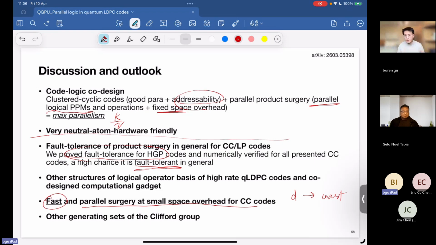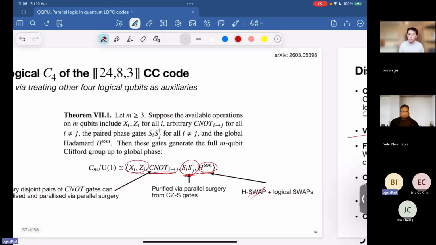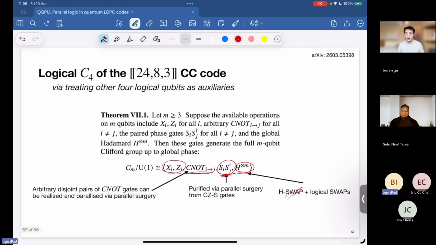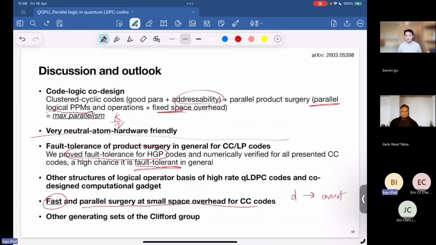As mentioned, this new generating set of the Clifford group makes the compilation of the Clifford group extremely easy for this specific CC code. There might be other generating sets of Clifford groups which are not usual, but also quite helpful for research, so it is worth looking at. And that's pretty much the end of my talk.